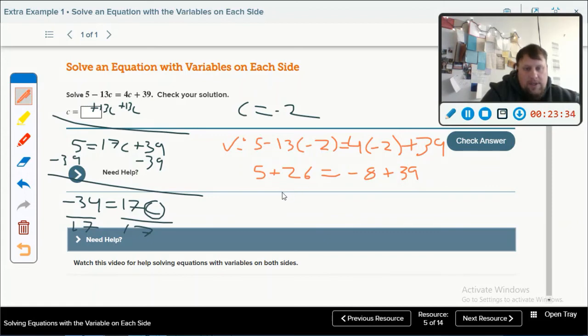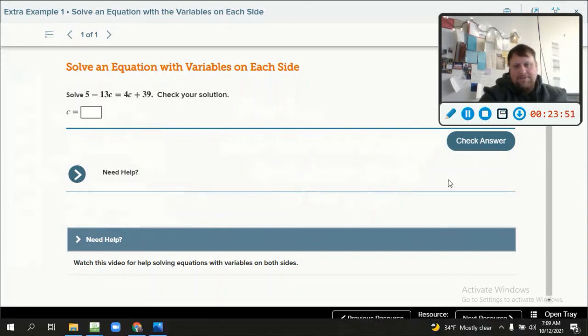And 5 plus 26 is 31 equals negative 8. So 39 minus 8 is 31. Look at that. Check. Boom. We're done. Crushing this. Write it down. Make sure you have all this. Hopefully you're getting to it. It's amazing. All right.